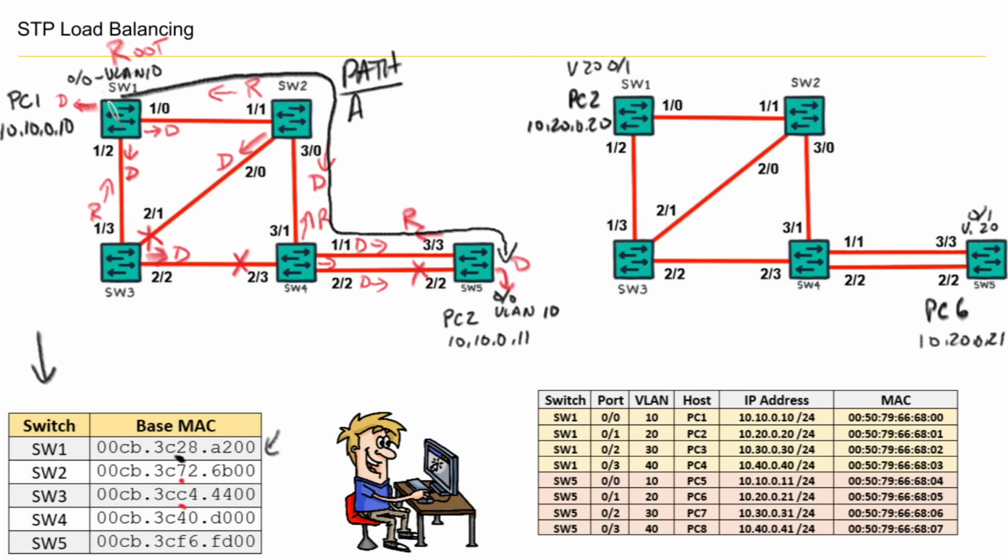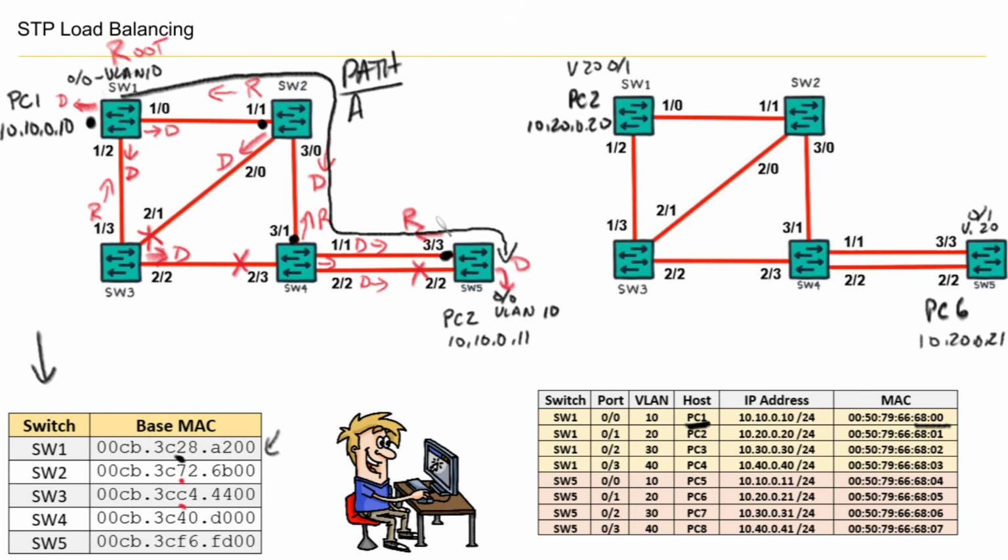Now we can prove that, and here's how we could do it. Over here, I've got MAC addresses. So here's PC1, which has a MAC address ending in 6800. And what we should see is that switch 1 learns that on gig 0/0. And if this is path A that's being used, switch 2 is going to learn that MAC address on 1/1. And switch 4 is going to learn that MAC address on 3/1 over these links. And then switch 5 is going to learn that on 3/3. So I'll put little dots there. So we should learn PC1's MAC address here, here, here, and here.